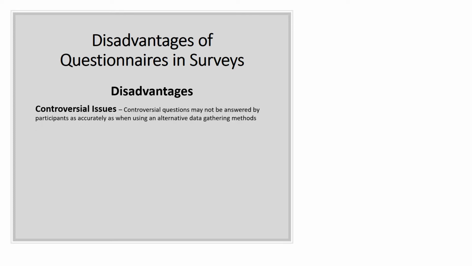And we're going to look at some of the disadvantages of using questionnaires and surveys. Controversial issues. Controversial issues or controversial questions may not be answered by participants as accurately as when using an alternative data gathering method. So there are some questions that would not be answered accurately when you use questionnaires and surveys.